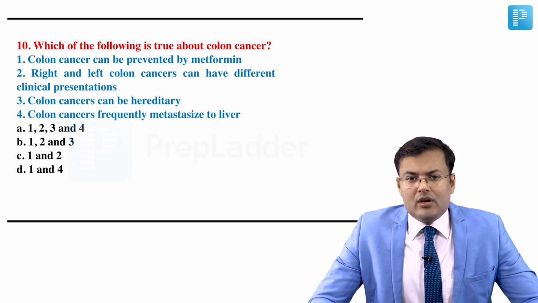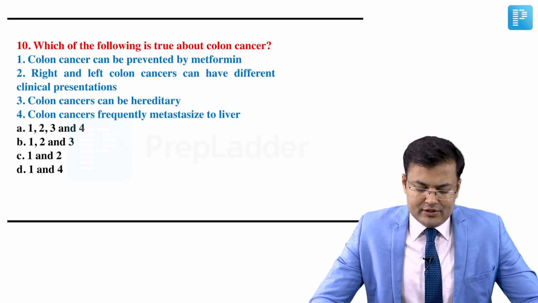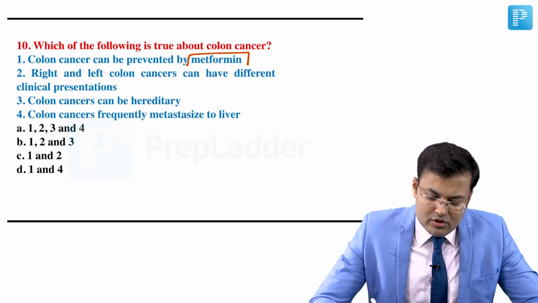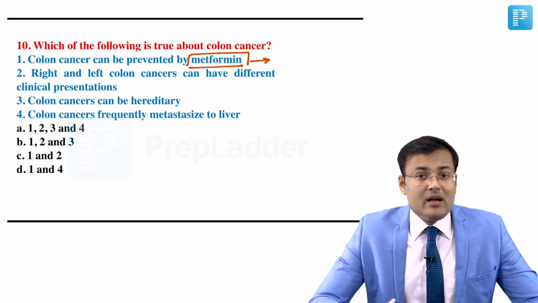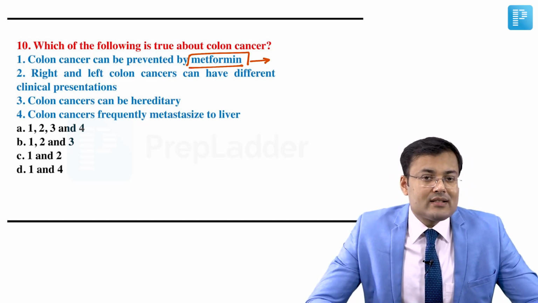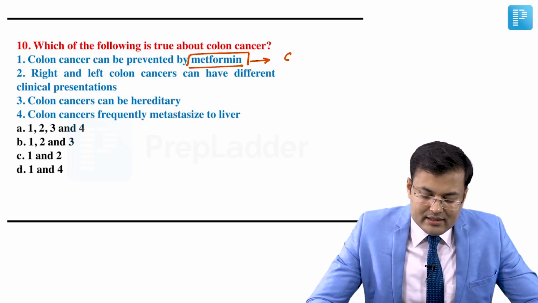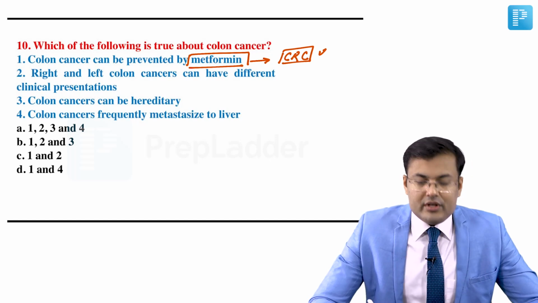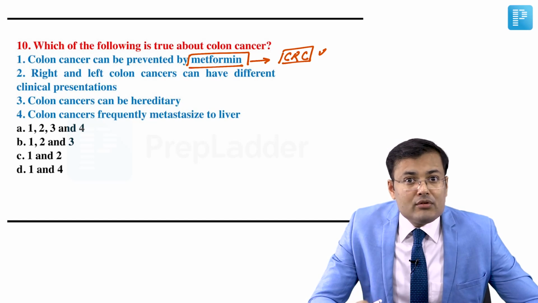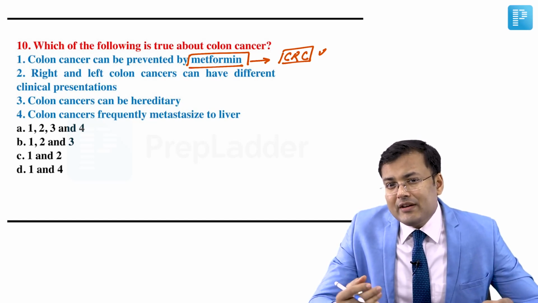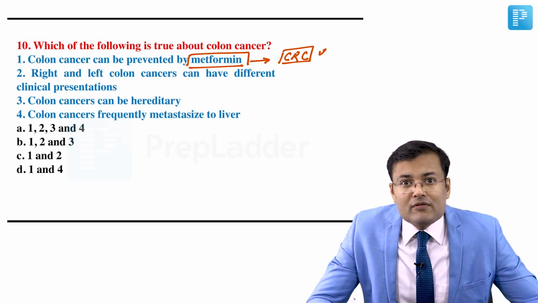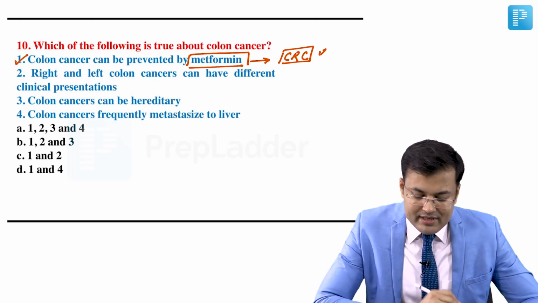Now see question number 10. Which of the following is true about colon cancer? First option, colon cancer can be prevented by metformin. What is the role of metformin nowadays in malignancies? Metformin has a chemopreventive role for some cancers, and one of them is colorectal cancer. It means diabetic patients who are taking metformin for a longer duration have a decreased incidence of colorectal cancer. So it can be prevented by metformin.